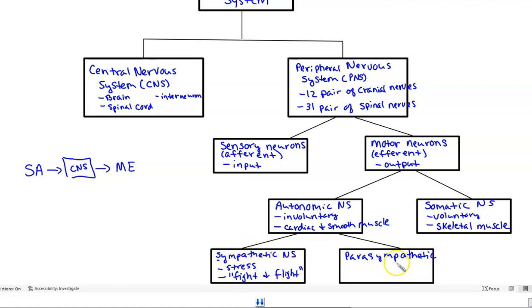The parasympathetic you also can't control, but that's when you're at peace. They call it P for peace. We call that rest and digest. That means your body is at rest, at peace, your heart rate goes down, and your body can enjoy the steak you just ate. Your body's not going to be digesting food if you're trying to run from a bear. All right, that's a breakdown of the nervous system, and we will be working our way through this.